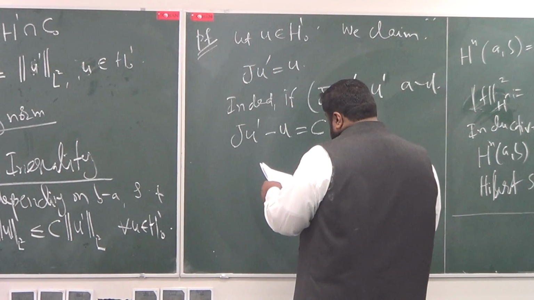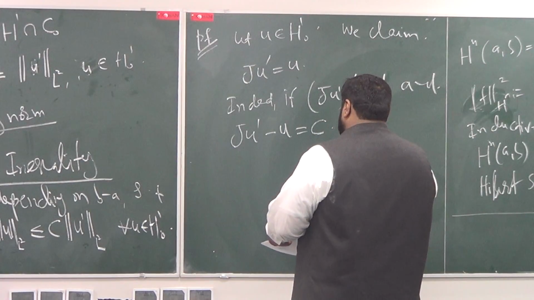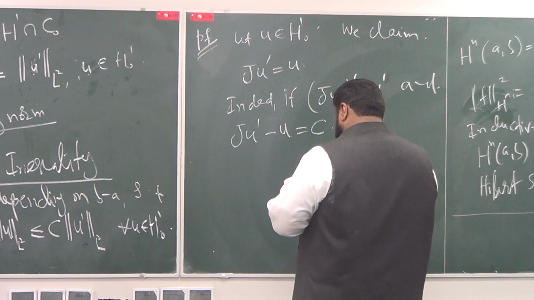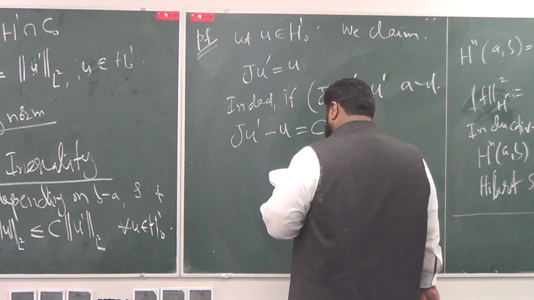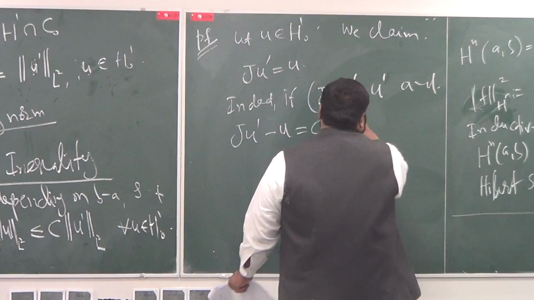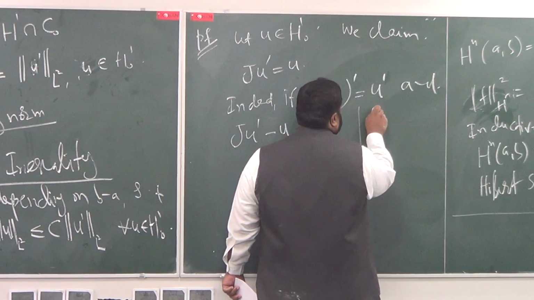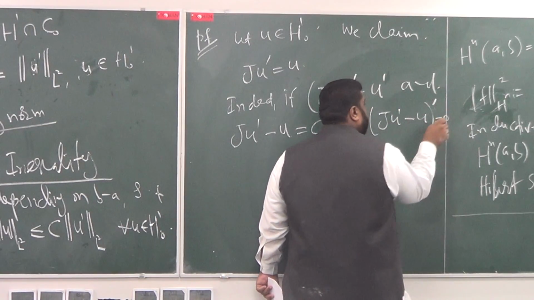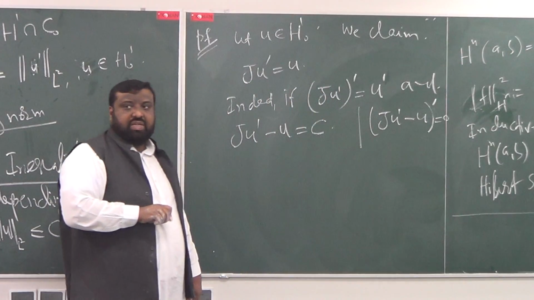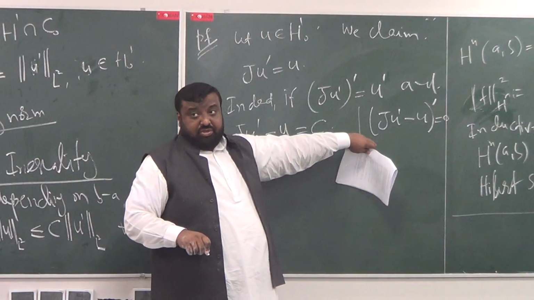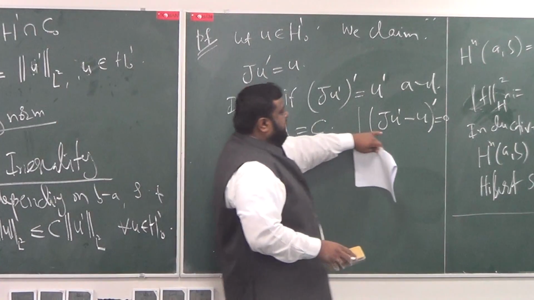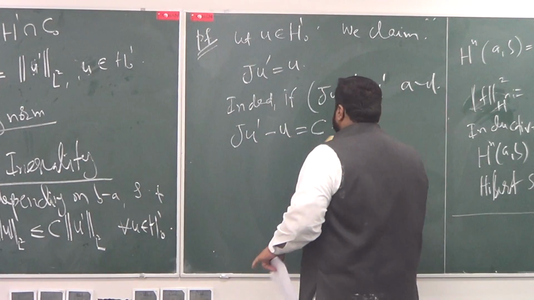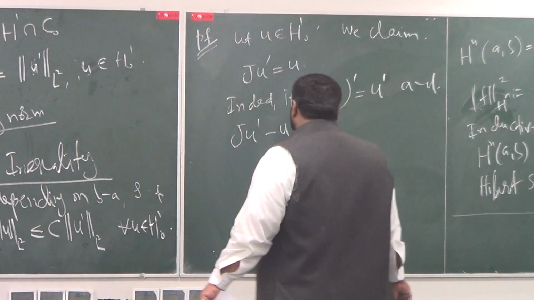What was corollary 10.6? Corollary 10.6 says, yes, if this is true, just think about it. If this is true, that means that Ju prime minus u prime is 0, in the weak sense. So if this is true, then this must be true. And if the weak derivative of this is 0, then I can say that this must be constant. Okay.